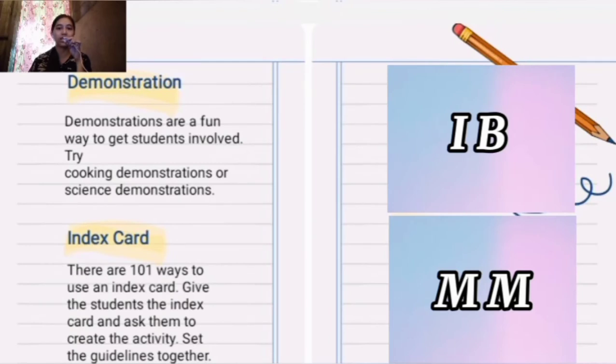The second one is index card. There are 100 ways to use an index card. Give the students the index card and ask them to create the activity. Set the guidelines together.